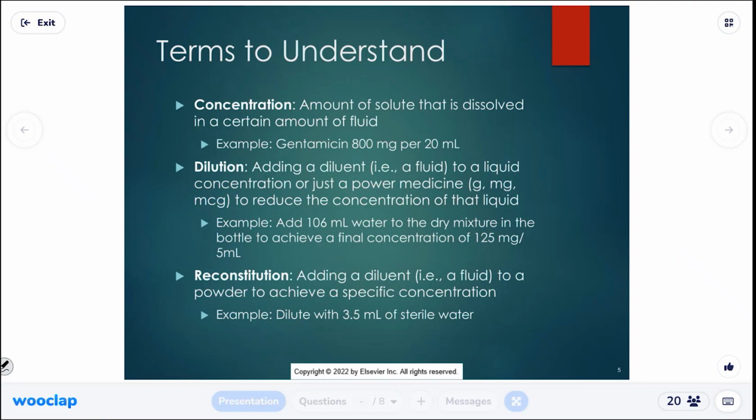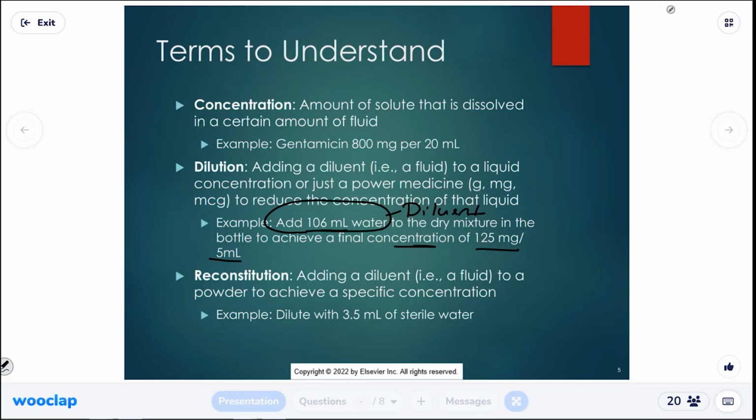So a dilutant, for example, if it said something like this, like the word problem: add 106 milliliters water to a dry mixture in the bottle to achieve a final concentration of 125 milligrams per 5 milliliters. So again, I put this really wordy for a reason, right? Final concentration, there it is. Parts of medicine per liquid. There's concentration. What is this? Add blah, blah, blah of water. What is that? This is the dilutant.